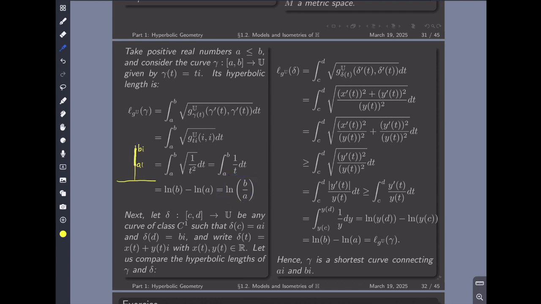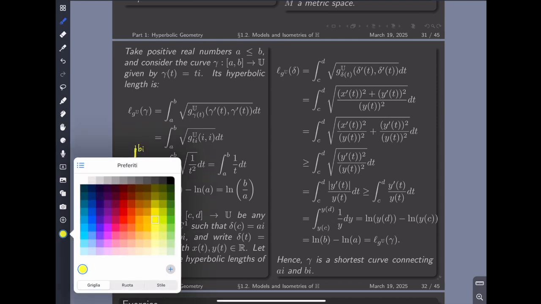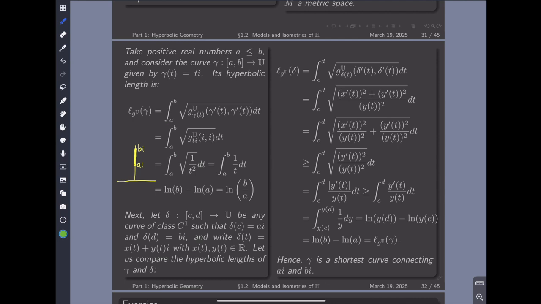Okay, and now take any curve of class C1 connecting them. So now the second curve delta is any curve, let's say a green one, connecting them. It could be like this. And of course, what I would like to show is that the first one is shorter than the other one under the hyperbolic metric, and it is indeed the case.